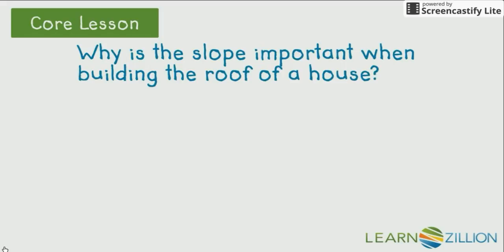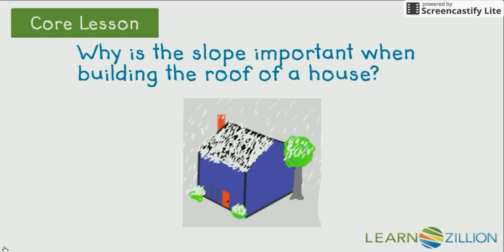Why is it important when building the roof of a house to know what the slope of the roof is? It is very important when it snows or any kind of weather. You want the snow to be able to fall off of the roof. If not, it could get too heavy and damage the roof, or it could cause a leak. So you want to have a steeper slope on your roof in order for the snow and rain to fall off of your house.